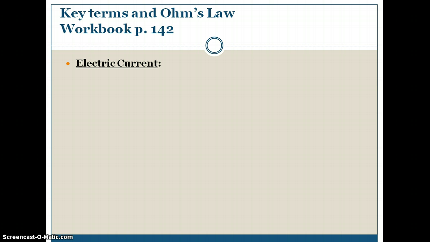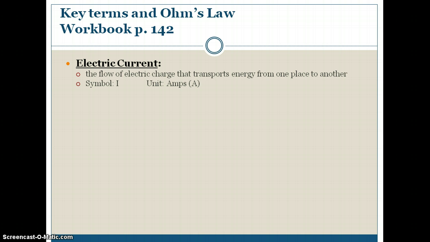The first one is electric current. So I'm not going to take a lot of time in the screencast for you to write things down. So if you need to pause the video, go ahead and pause the video. But electric current is defined as the flow of electric charge, which transports energy. You can also think about this as the number of charges passing by inside the wires of a circuit in a given time. So it's symbolized by the capital letter I, and its units are amps, which is symbolized by capital A.